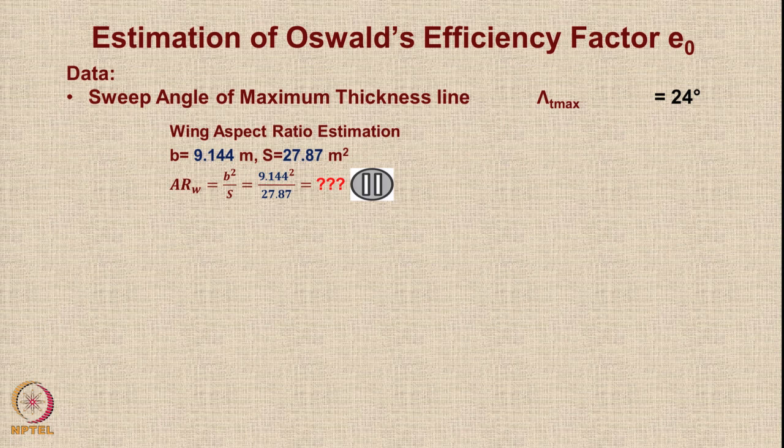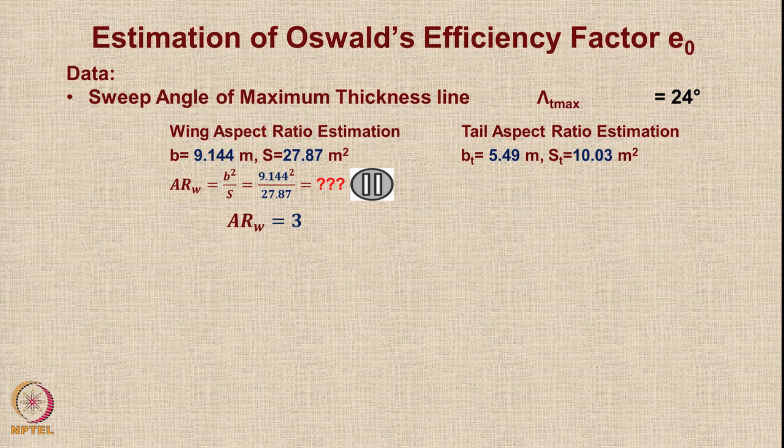This is the first place where you have to stop the video and do these calculations. It is very straightforward, 9.144 squared divided by 27.87, this number comes out to be 3. Similarly, for the horizontal tail, we need to calculate the aspect ratio. For that, we know that the tail span is 5.49 meters and tail area is 10.03 square meters. Once again, aspect ratio is 5.49 squared divided by 10.03.